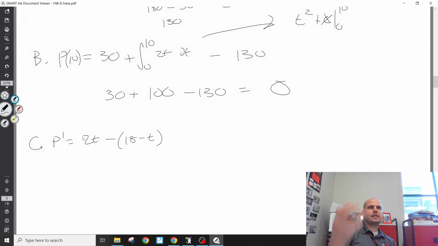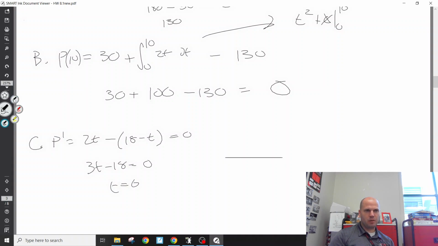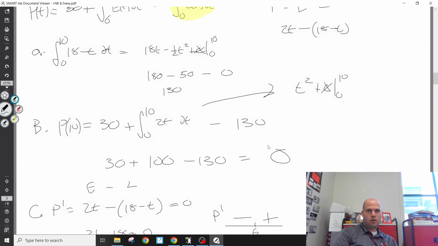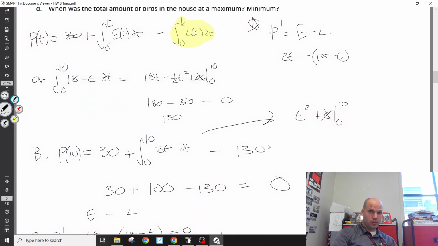So you can't graph this, but you can set it equal to 0 and solve. You get 3t minus 18 equals 0, t equals 6. Fantastic. Here is P prime. Plugging in something before 6 would be a negative. Plugging in something after 6 would be a positive. That's concerning, guys.